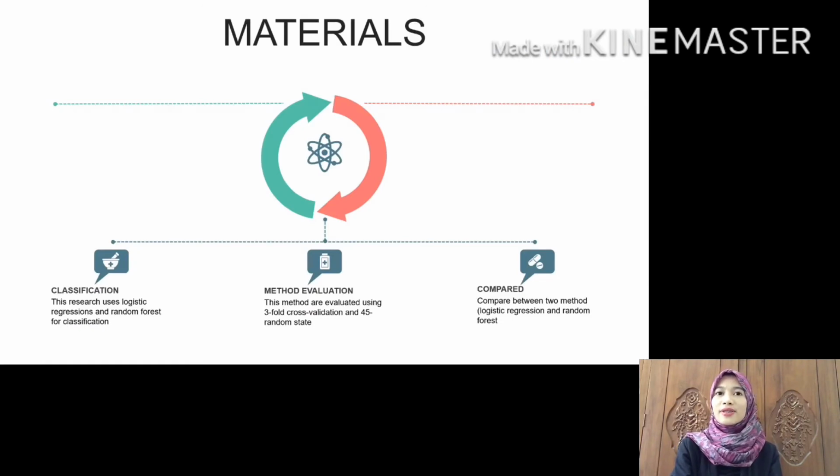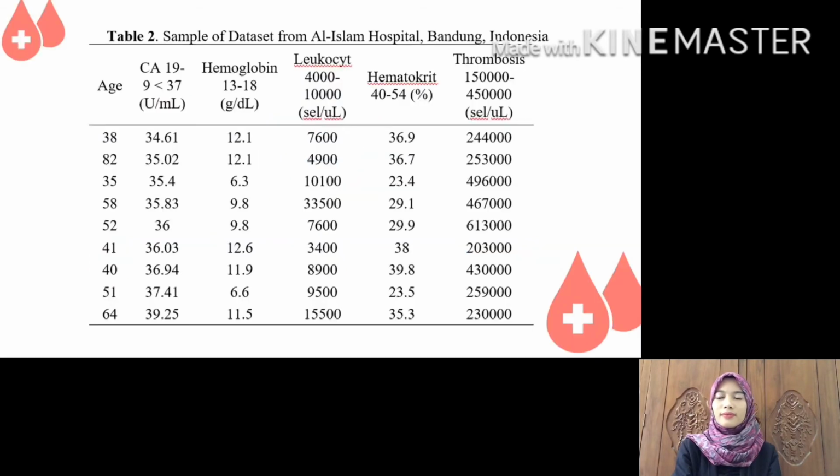This research uses logistic regression and random forest for classification. These methods are evaluated by threefold cross-validation, 45 random states, and later compared. A sample of the dataset is shown in Table 2, from Al-Islam Hospital, Bandung, Indonesia.